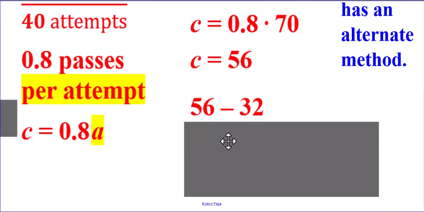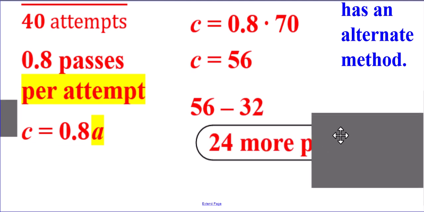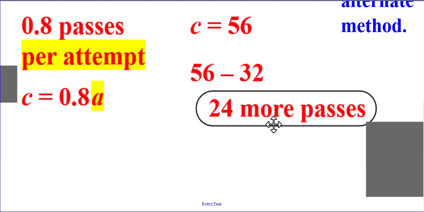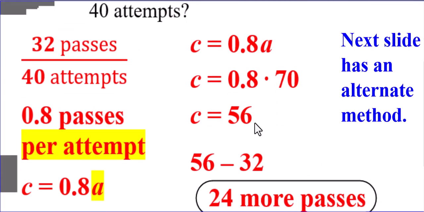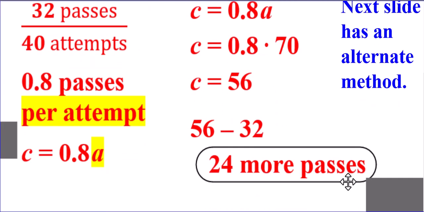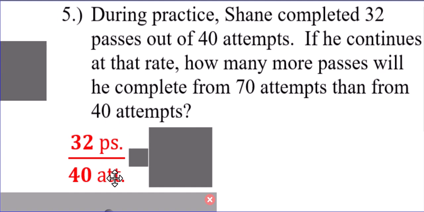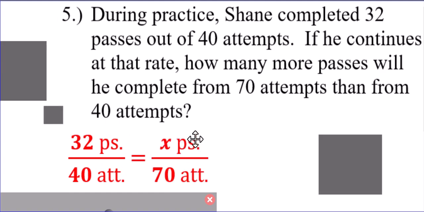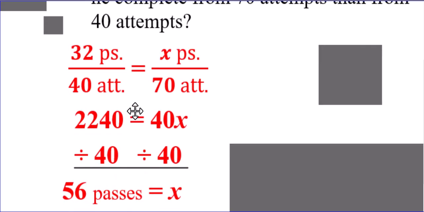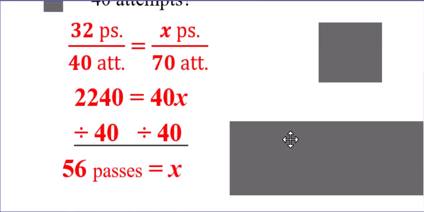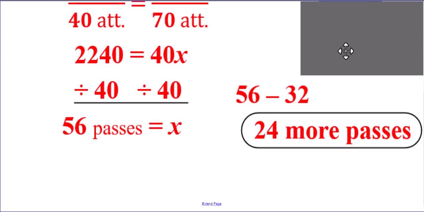So let's take the completions of 56 and subtract the completions of 32. And boom, there you go. 24 more passes are completed from the 70 attempts. I should have said more completions instead of just more passes completed. Now, could I have done the proportion method? Yes, I could have said 32 over 40 equals unknown out of 70. Cross multiplied and solved, got 56 passes completed, and then again subtracted at the end to get my final answer.